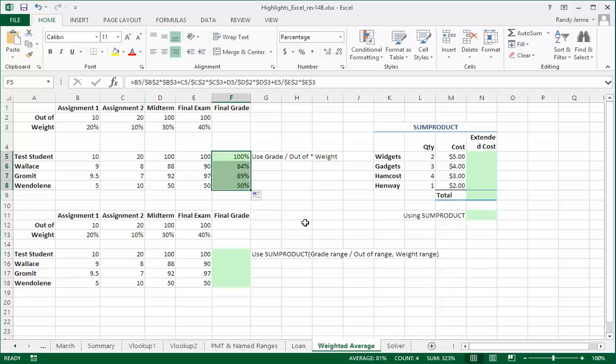Now in the next video we're going to use a much better tool because creating that formula was quite tedious and there's a lot of chance to make a mistake. So we're going to look at a better version of that in the next video called sum product.